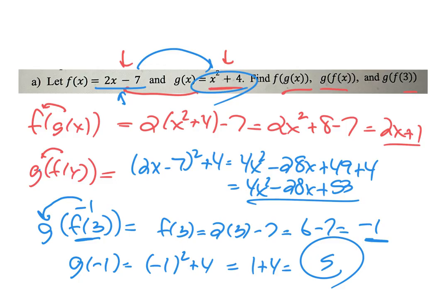And notice what I just did? One more time. I took the 3, plugged it into f. Once I got that answer, I plugged that answer into g, and that was my g of f of 3.